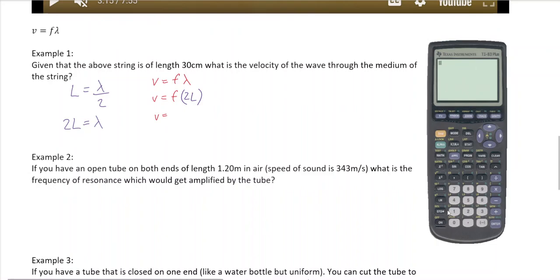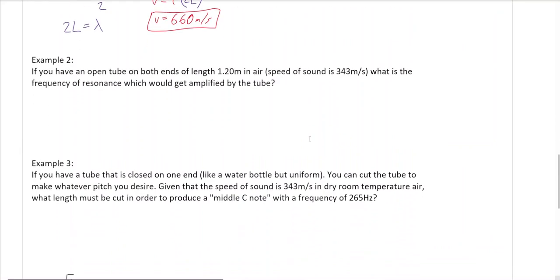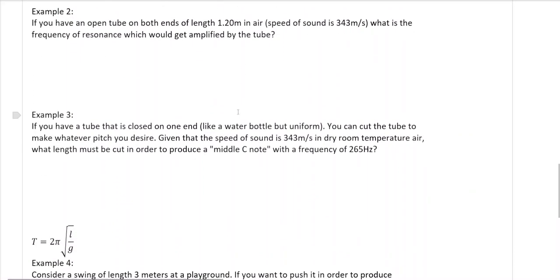So now we're going to plug this all in. So the frequency was 11 times 2 times L, which is 30 centimeters. So the velocity in the string is 660 meters per second. So the velocity is actually pretty darn quick going through the string. Okay, let's keep going here and we can hopefully try some of these other questions out.